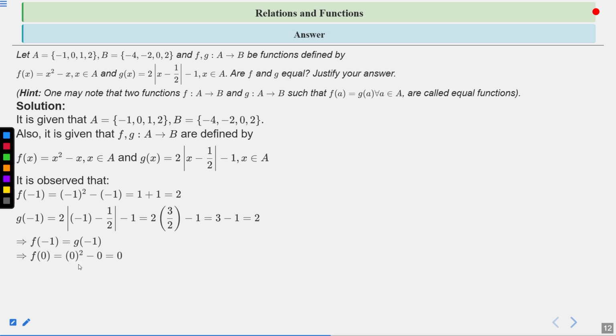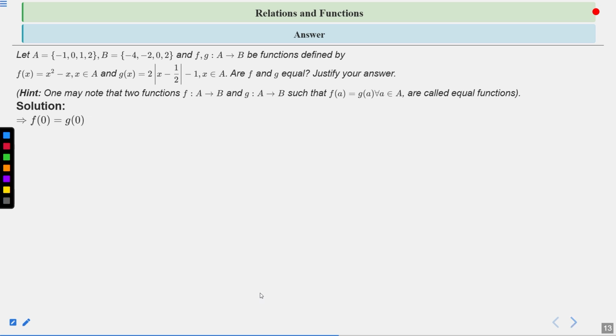Now let us check for 0. So f of 0 will be 0 square minus 0, which is equal to 0. f of 0 will be equal to 0. Let us check for g of 0. So g of 0 will be equal to 2 times absolute value of (0 minus 1) by 2, minus 1. So after solving this, we will get 2 times 1 by 2. It will cancel out. So 1 minus 1, which is equal to 0. So f of 0 is coming out to be 0 and g of 0 is coming out to be 0, right? Therefore, f of 0 is equal to g of 0.